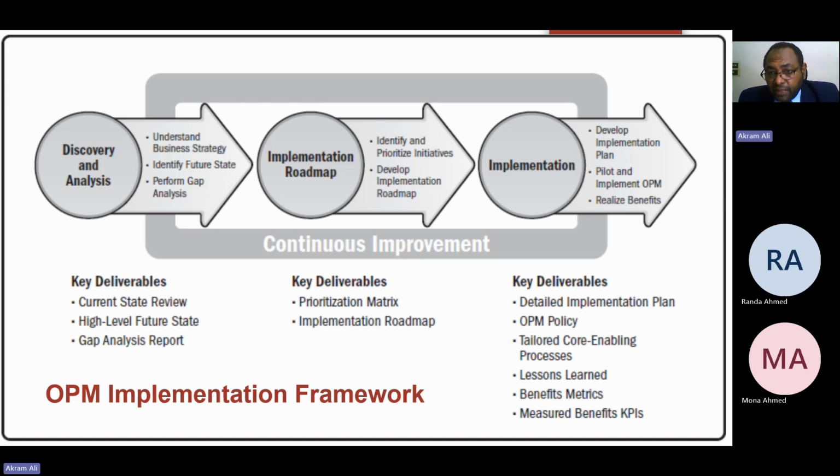The implementation phase is where we develop the implementation plan and pilot and implement organizational project management, as well as, and most importantly, realize benefits. The key deliverables for this phase are detailed implementation plan, OPM policy, tailored core enabling processes, lessons learned, benefits metrics, and finally, measured benefits KPIs.